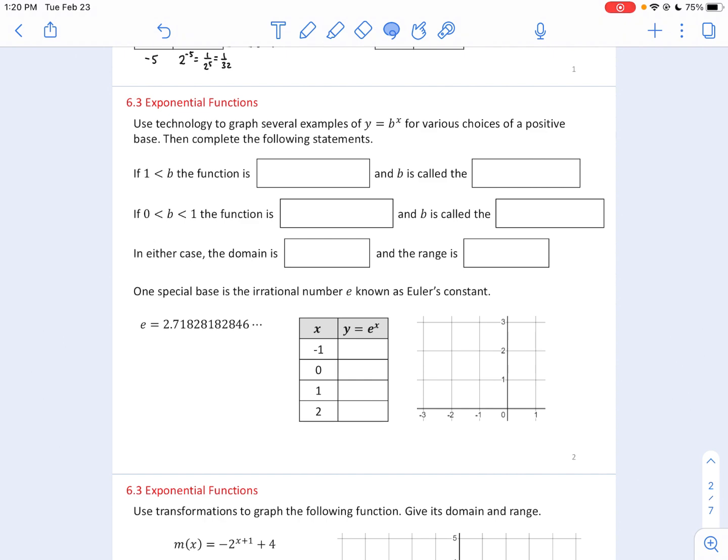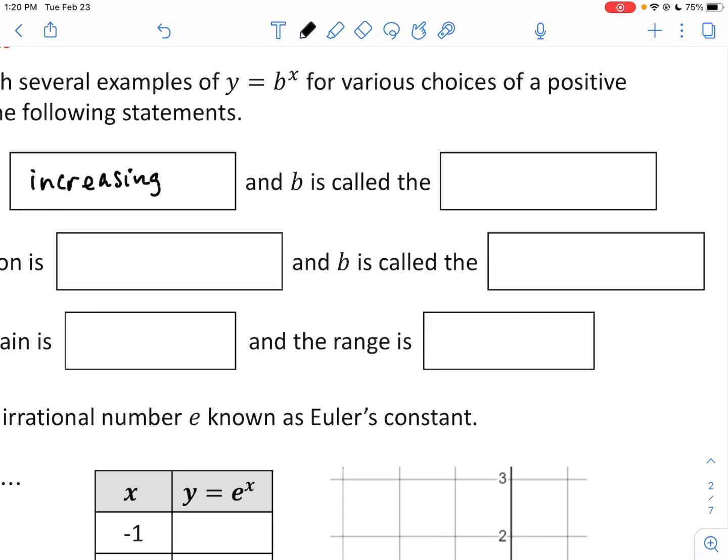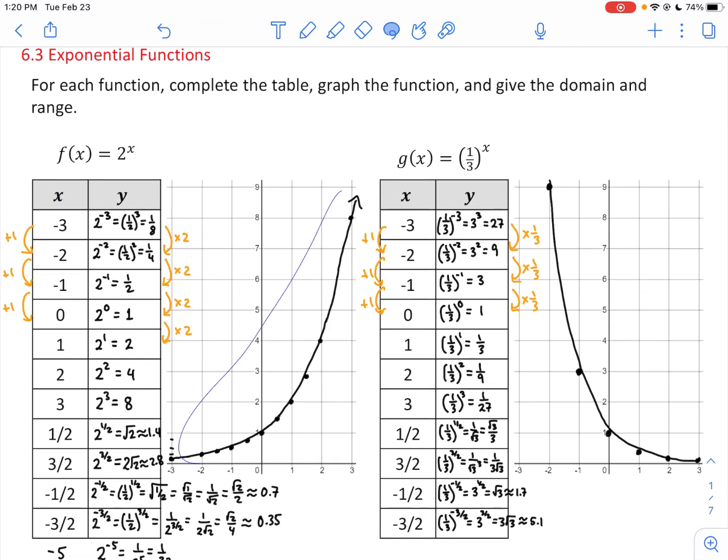Complete the following statements. If b is more than 1, the function is, let's use the word increasing here. So we have an increasing function when the base is more than 1. In the case of a growing or an increasing function, we're going to call b the growth factor. For example, in the previous page, when the base was 2, we had a growing or an increasing exponential curve, and the y-coordinates doubled every time the x-coordinates increased by 1.